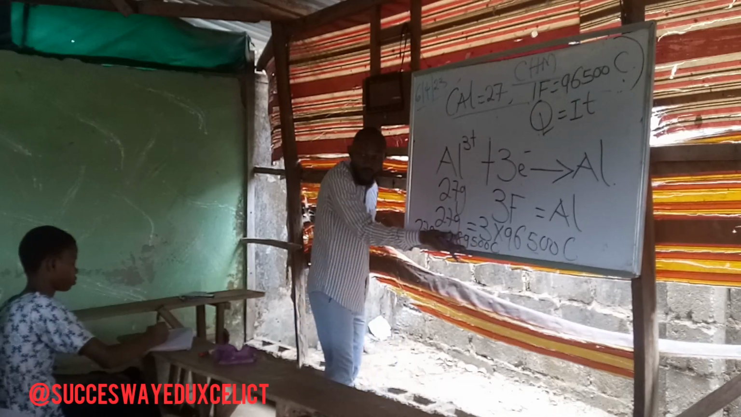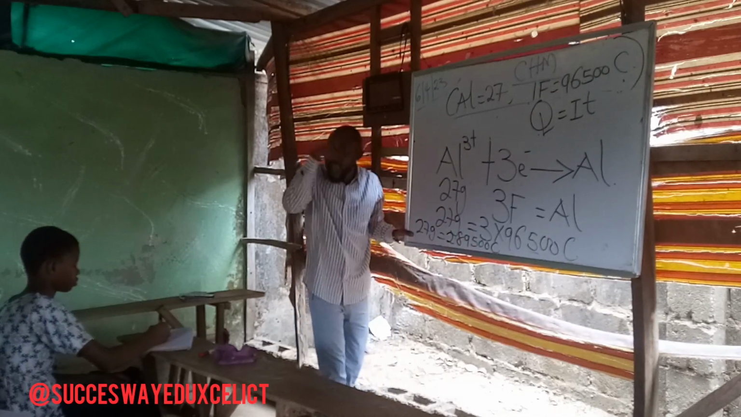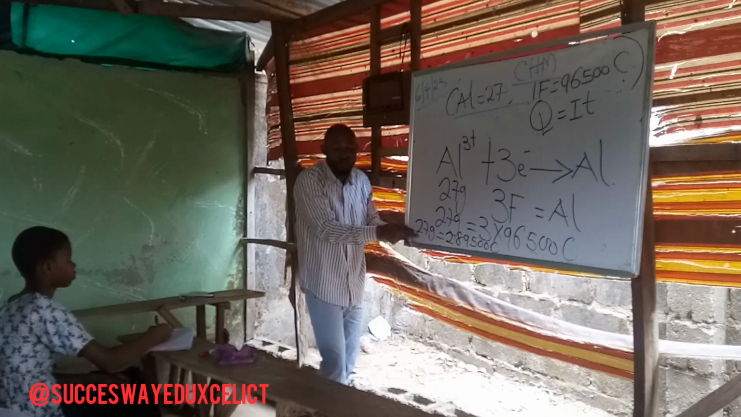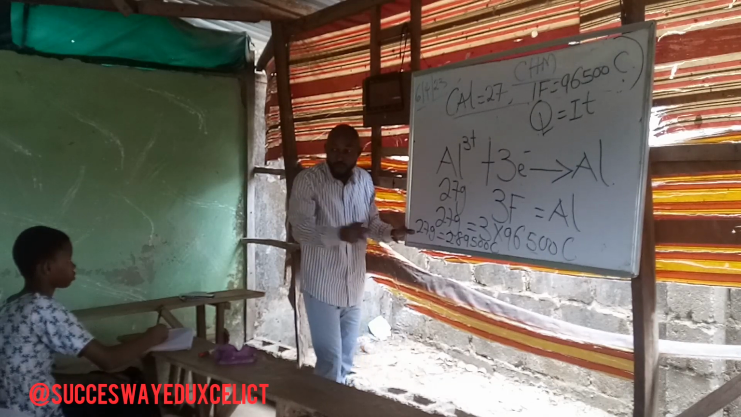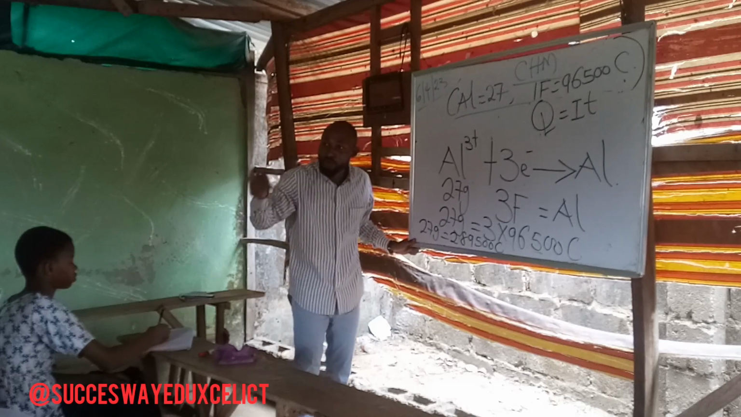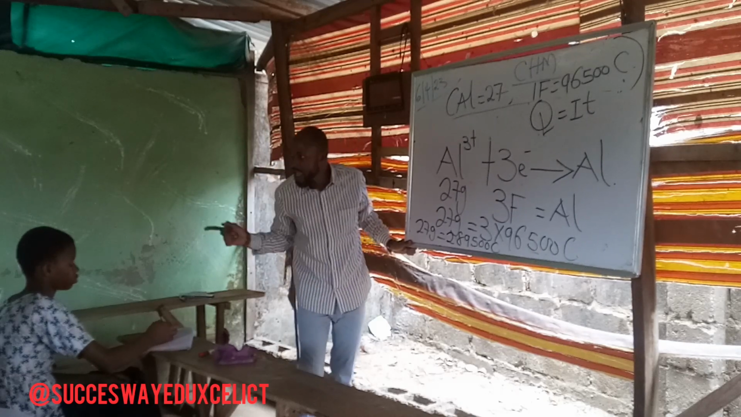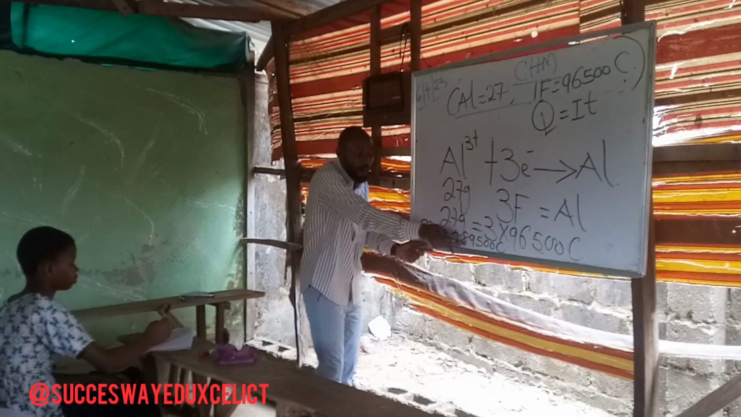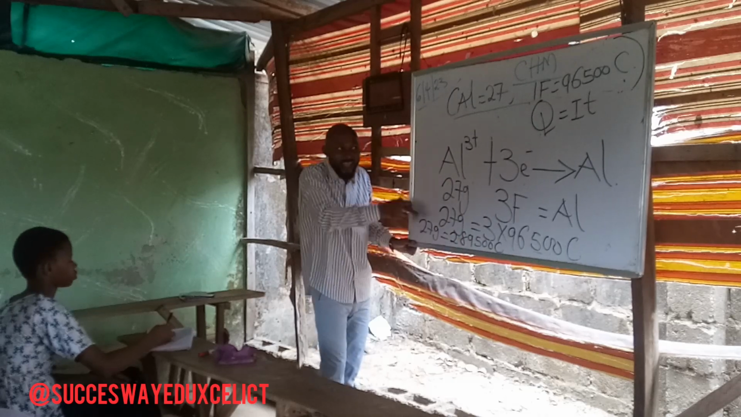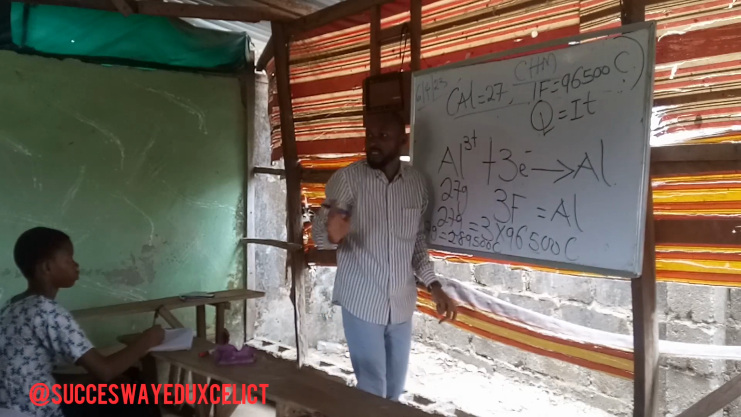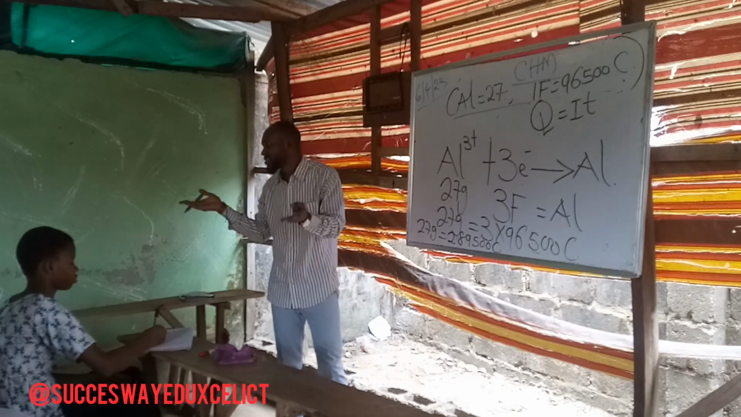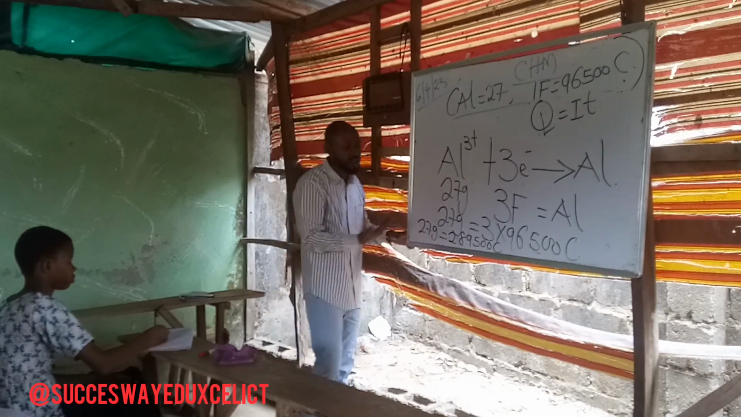I am not going to use this quantity. This quantity was when the mass of aluminium was 27 grams. But the question says the mass of aluminium happens to be 1.5. So you are going to look for the quantity when the mass is 1.5. That is going to serve as your main quantity.